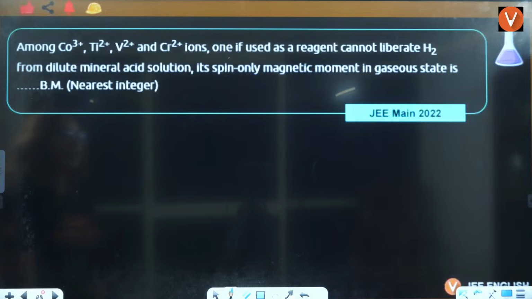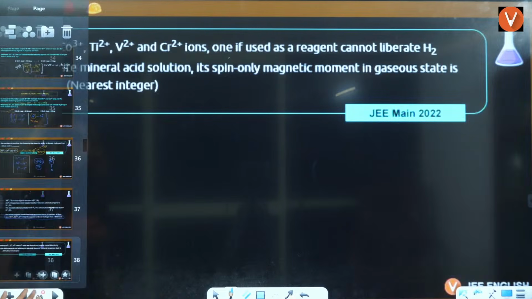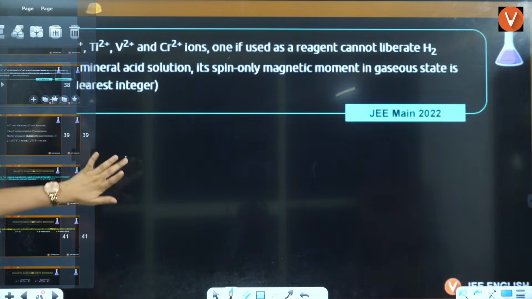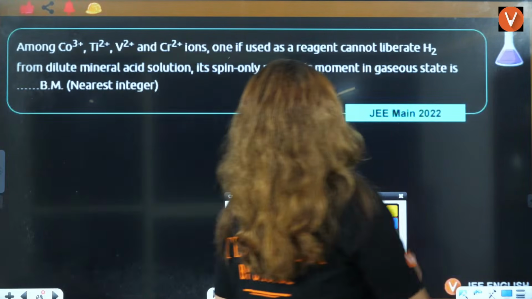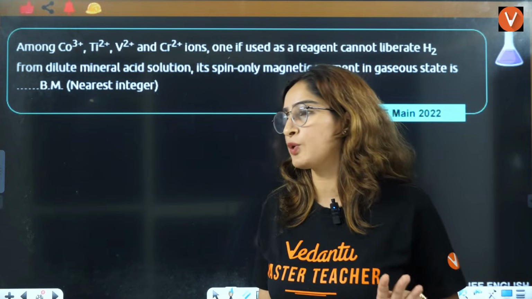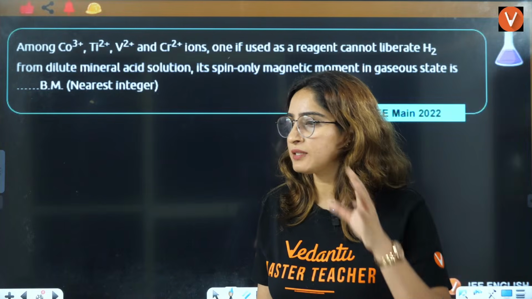Last question of today, students. Magnetic behavior and other catalytic properties, all these things we'll do in the next class, okay?